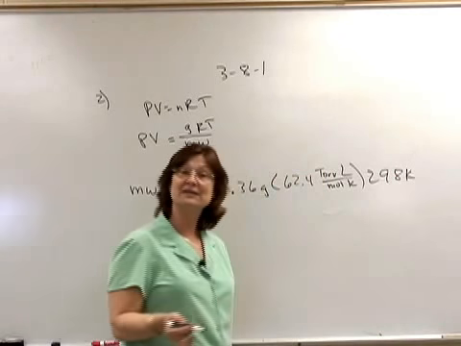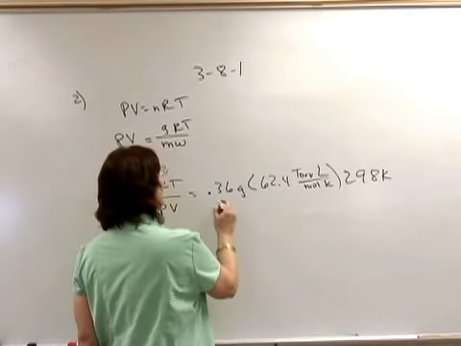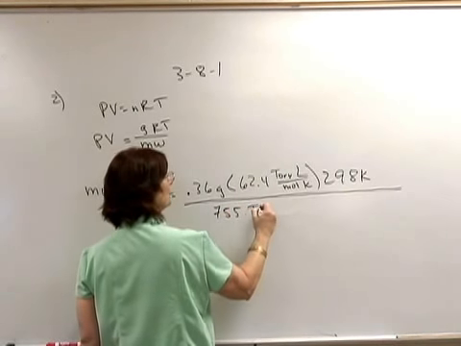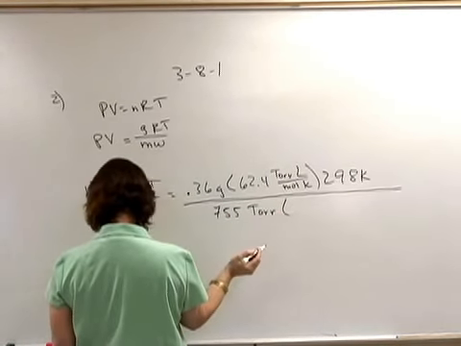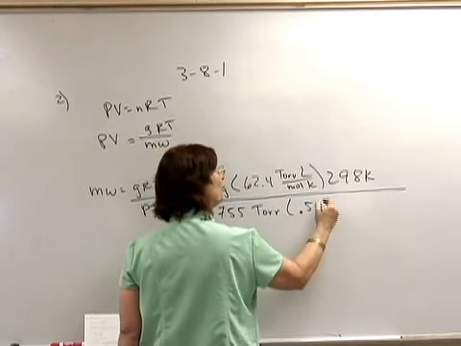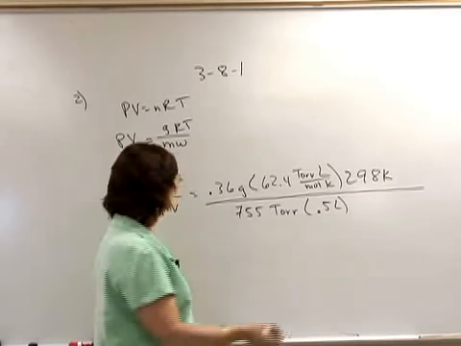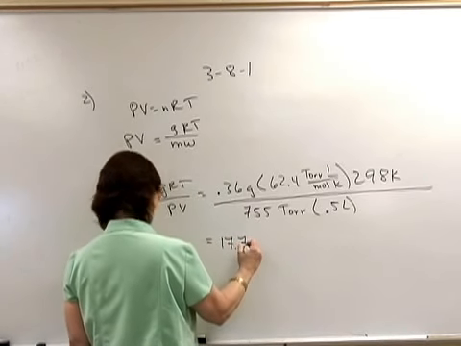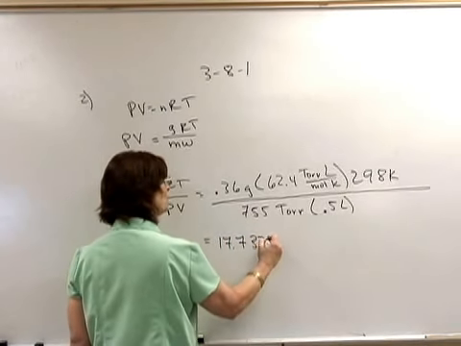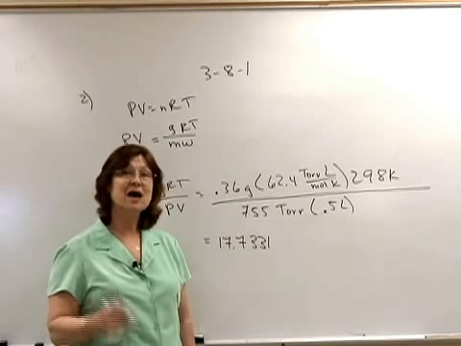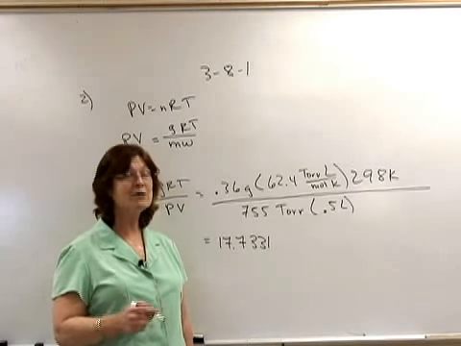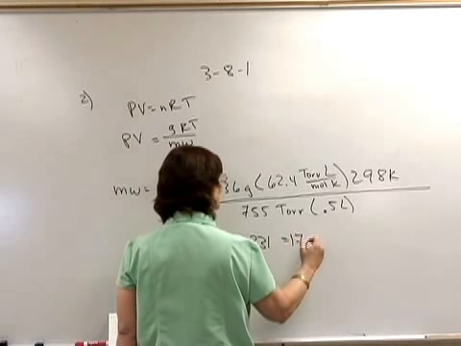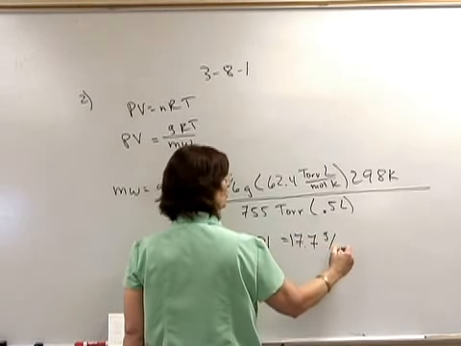That would be 25 degrees Celsius plus 273. And we divide by the pressure, and the pressure is 755 torr. The volume is 0.5 liters, and it was already given to you in liters, therefore you don't have to change it. I know you like that part. When I solve this, I get 17.7331. Molecular weight does not follow significant digit rules. We always go to the tenths place. Therefore my answer will be 17.7 grams per mole.